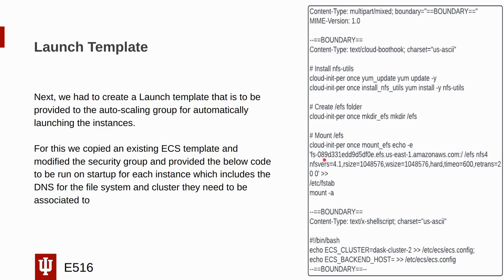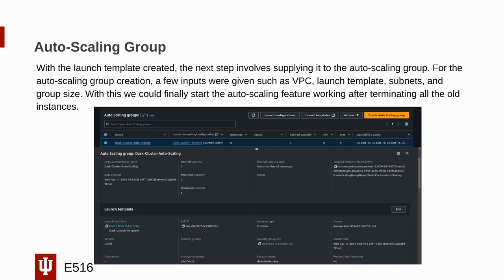So with the launch template created, we now need another tool to make use of the launch template upon the startup of these instances. So how do we do this? We make use of another tool called the auto-scaling group.